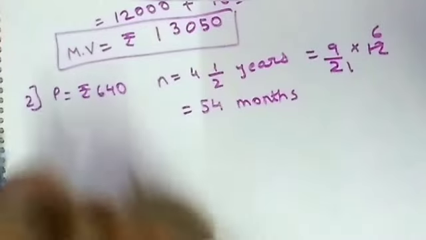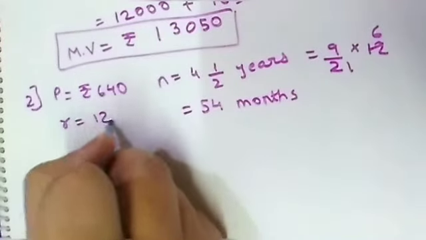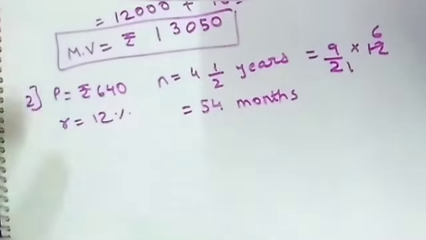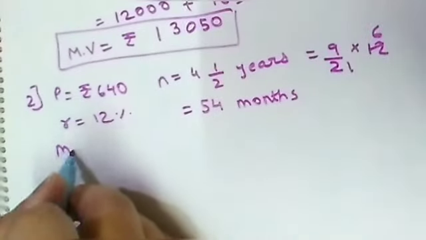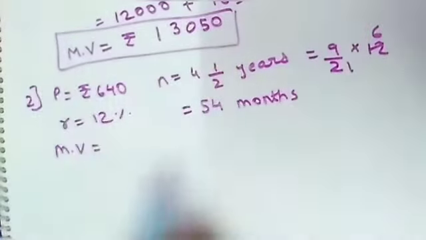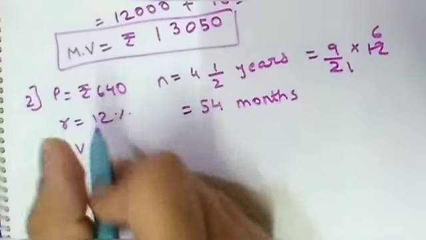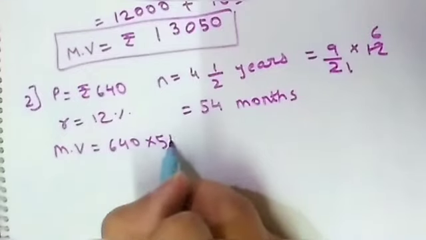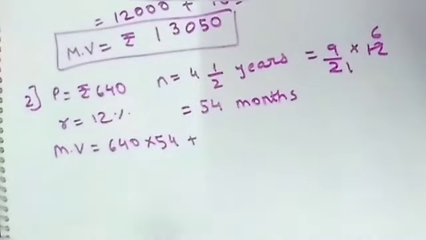What else is given? It is given that R is equal to 12%. So it is the same thing, right? We have to find MV here. Find the maturity value. It is the same sum as the first one. So I will solve. MV is equal to P into N. Now I am not writing the formula, I am directly solving. So 640 P into N. N is what? 54, plus P into N plus 1 into R divided by 2 into 12 into 100.